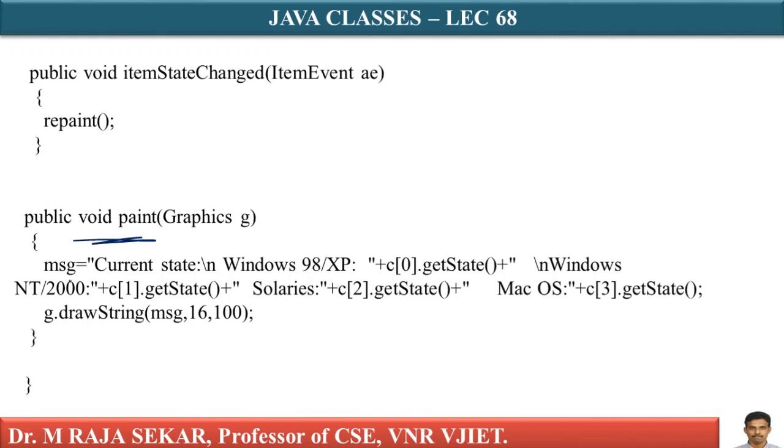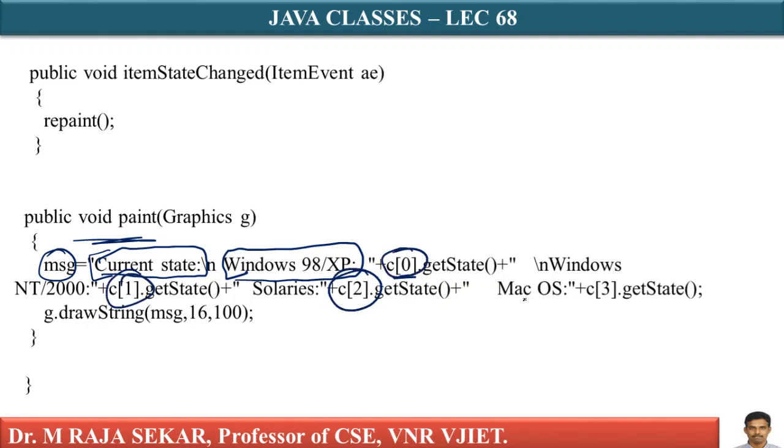Public void paint. What does it say? Just see the current state. I am keeping a message. In the message, what am I keeping? Current state: Windows 98/XP, isn't it? What is this c[0]? c[0].getState. How many checkboxes do we have? c[0], c[1], c[2], c[3], 4 checkboxes. c[0].getState means how many states are there? There are 2 states, either on state or off state.